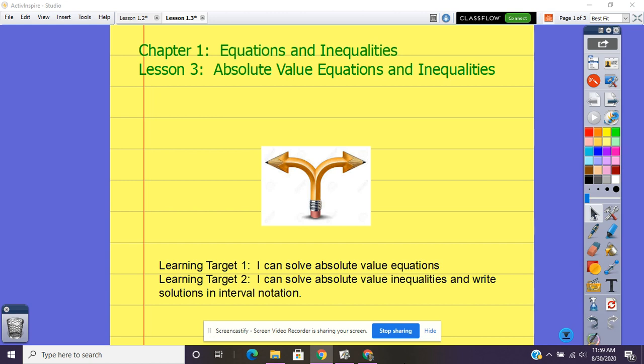In this video, we're going to talk about solving absolute value equations and inequalities. Our learning targets are being able to solve an absolute value equation, as well as solving an absolute value inequality and writing the solution in interval notation, which we learned about in our last lesson.